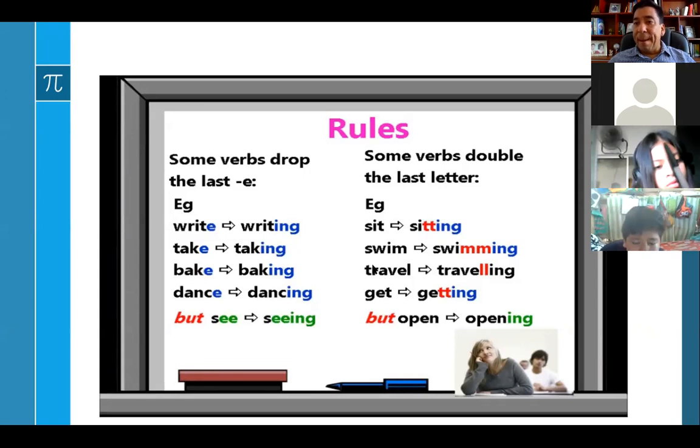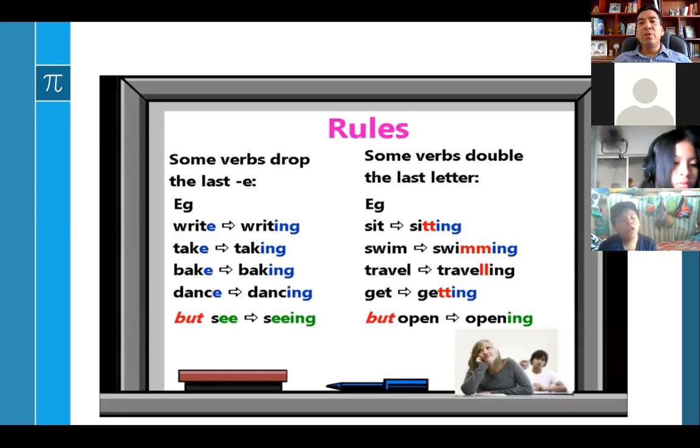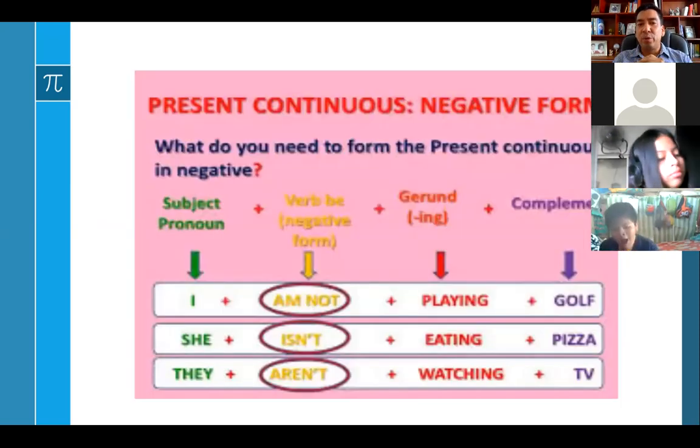The verb is swim. The present continuous is swimming with double M because I double the consonant. The verb is get. The present continuous is getting with double T because I double the consonant. Very, very simple, right? Okay, so those are the rules that we have to respect, okay?